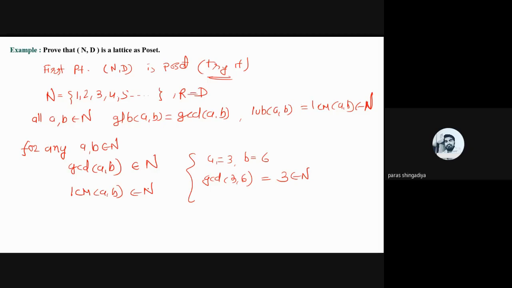Now consider any choice a, b belongs to N. The least common multiple of a and b, you will always get a perfect number. It is always a positive number. There will never be zero there. The answer you always get in the form of N. Take any two numbers, the LCM will never be a negative value, and the answer will never be zero.